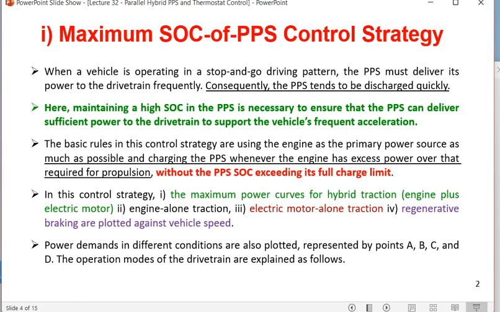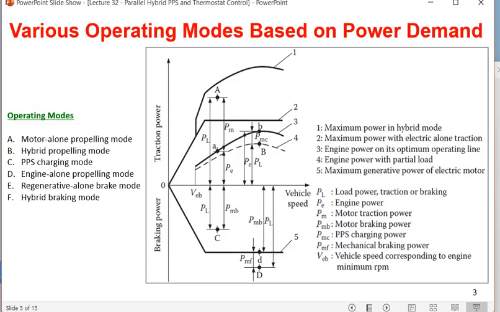Power demands in different conditions are also plotted, represented by four points A, B, C, D, as we found in the previous series hybrid electric case. But in the previous case there were four modes. This is the graph you have to produce during the exam. In this case you are finding these are the six modes, and there are four points A, B, C, D. B again has two points, one capital B and one small b. So A, B, C, D. These four points are not exactly mapped to these six operating modes, though their names are the same.